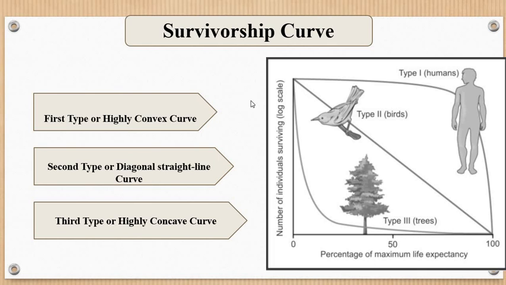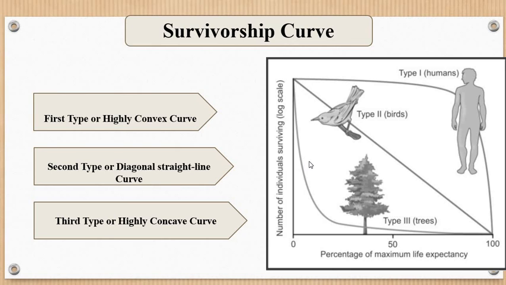So the survivorship curve represents survival of an individual under a specific environmental condition, where we have studied three types of survivorship curve. Which are they? The first is the highly convex curve. This is shown by humans, as well as higher vertebrates, where the survival lifespan of an individual is almost constant. There are very few deaths, or almost no deaths, in early developmental stages, right?